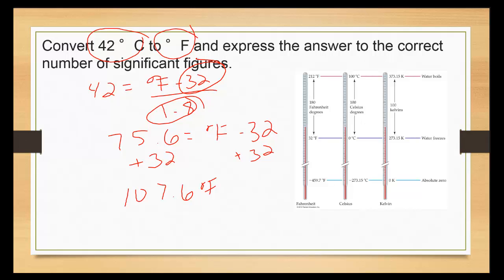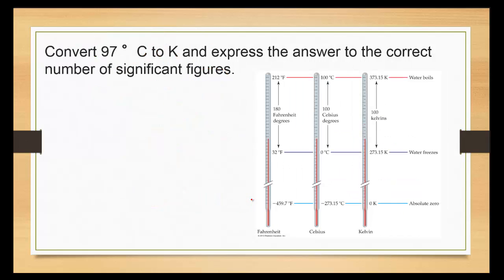The 1.8 and the 32 are part of the definition within the equation. So I'm going to focus on 42 for my significant figures. I have two sig figs there. Therefore, I need to have 2 in the answer. That brings me to 110 degrees Fahrenheit. Let's try the next one.